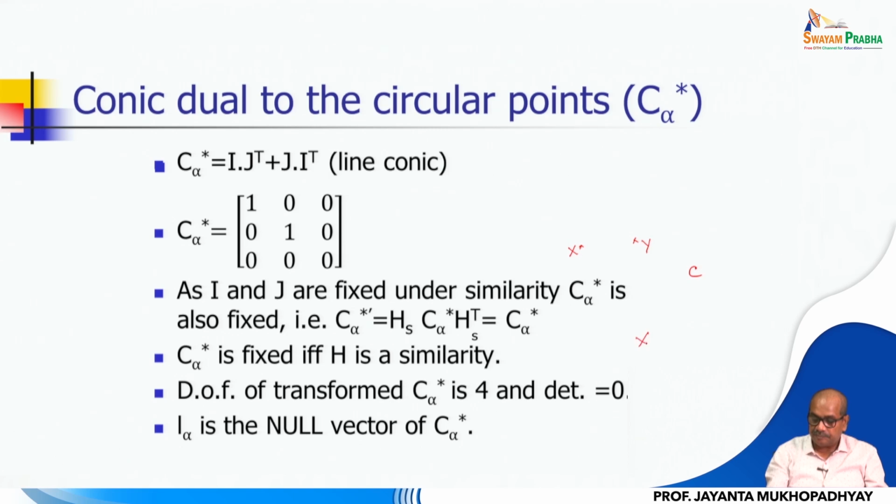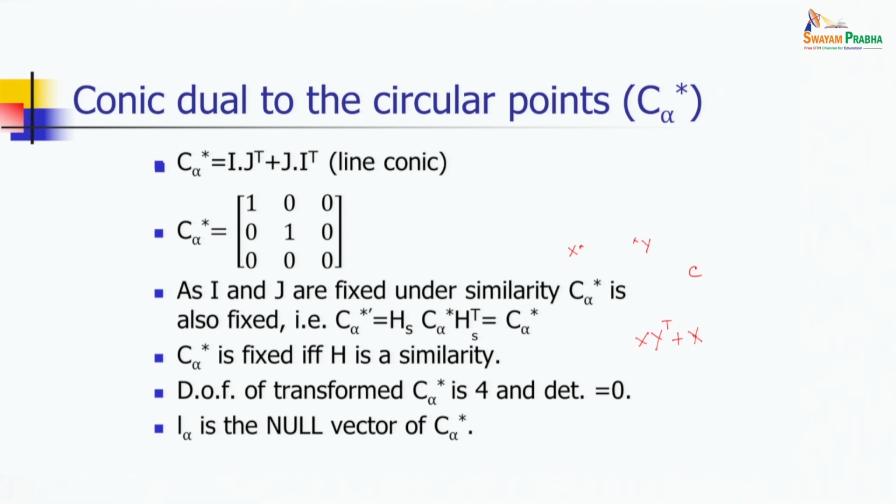Now you take x y transpose and then y x transpose, because you have to get a 3 cross 3 matrix. The dimension of x is 3 cross 1 and y transpose is 1 cross 3, so you get a 3 cross 3 matrix. Now, this is actually defining a line conic. This is defining a line, because you take any line passing through this point.